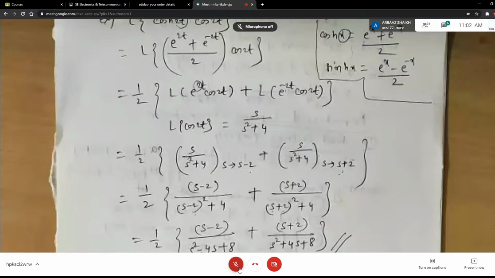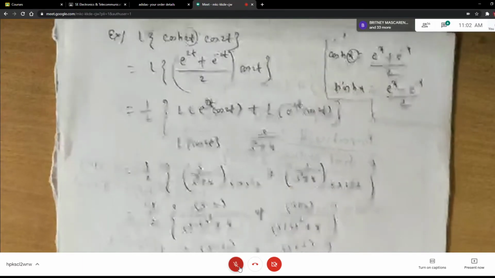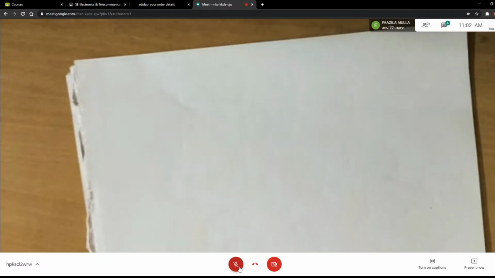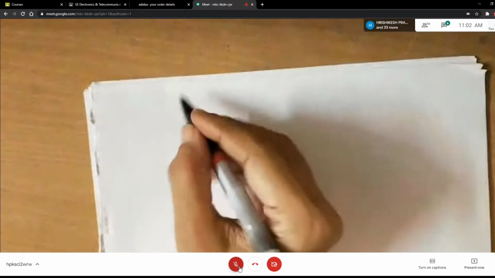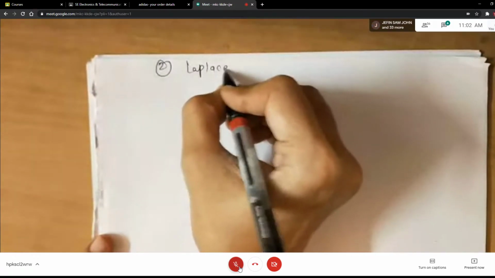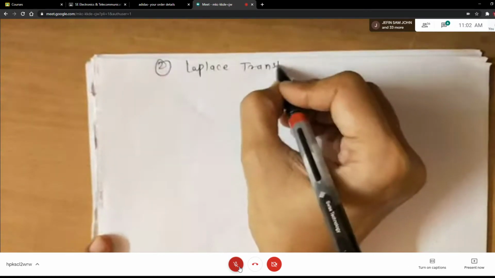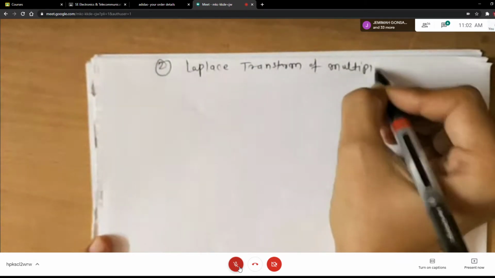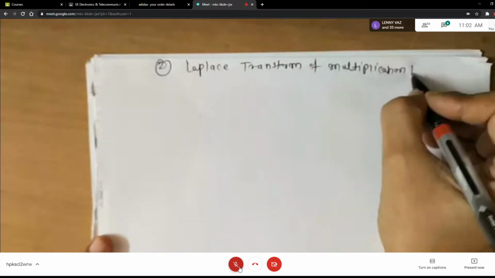Next week, maybe next 2 properties and that's all for the portion, because already you're experts in matrices, right? So till next 2 properties, Laplace transform portion. Okay, now let us do the next property. This is also a simple property. It is Laplace transform of multiplication by t.